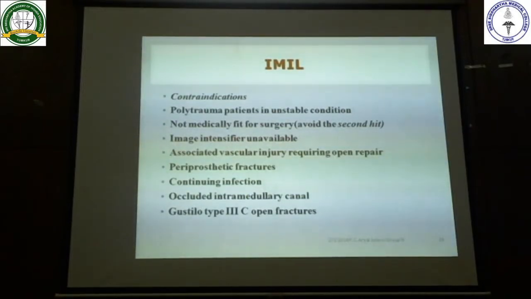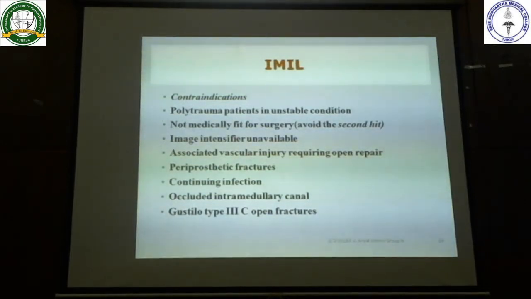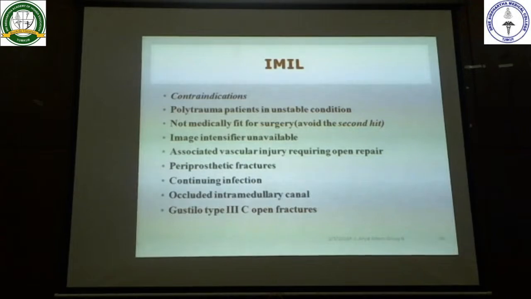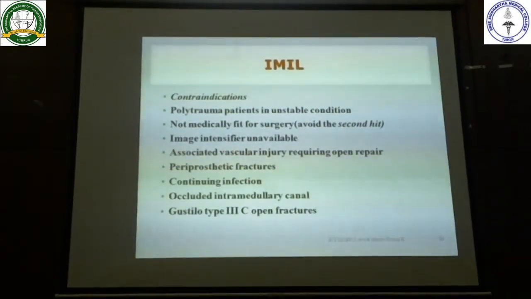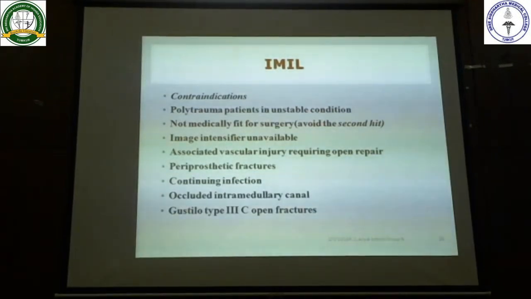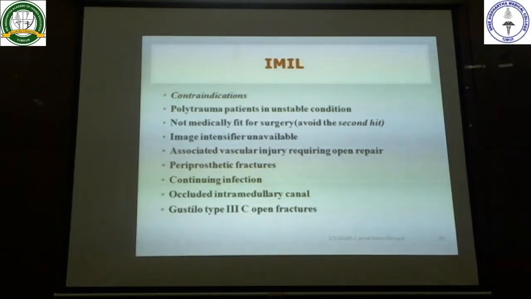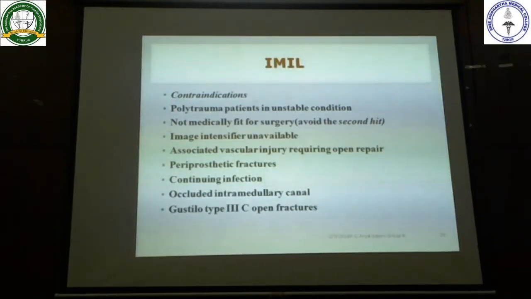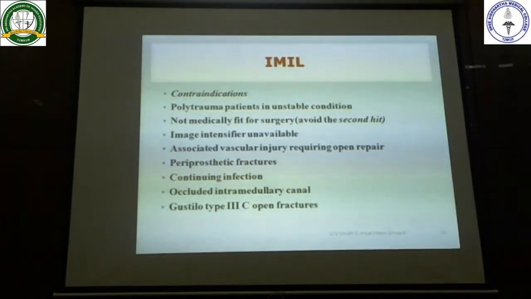Periprosthetic fractures. That is, if the patient already has an implant, let's say due to some previous fracture or something like that, and the fracture has taken place around the prosthesis, right? Prosthesis is intact, or what we call in situ, and there are fractures occurring around that prosthesis. There you cannot straight away go for IMIL. Then continuing infection. If the wound is already infected, obviously you cannot put an implant in when there is an active infection.